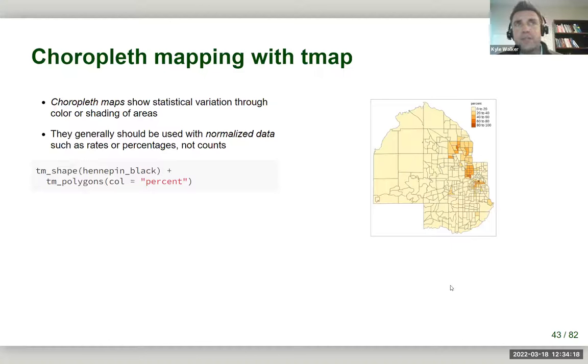Choropleth maps almost exclusively should be used with normalized data, such as rates or percentages, not counts, because of two things. One is, if you're using counts, you'll in many cases inappropriately attribute a greater concentration to locations that have basically larger baseline populations. It's less of an issue with census tracts. It's more of an issue when you have vastly varying underlying populations, like say counties in the state of Texas. And additionally, it's a way of muting out and correcting for the influence of diverging sizes of shapes. And so we're going to use our percent column, and we're basically going to say draw polygons with the column equals percent.